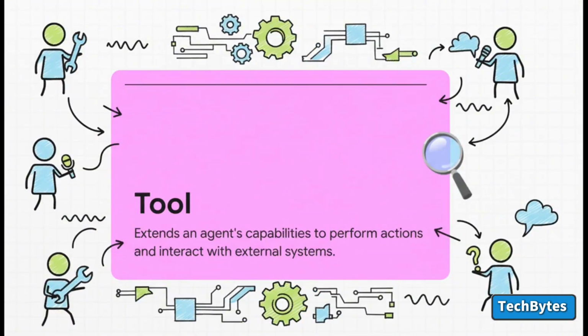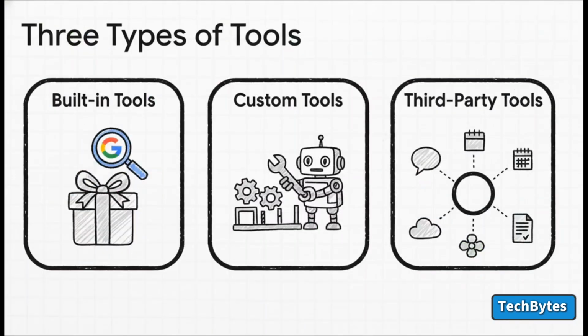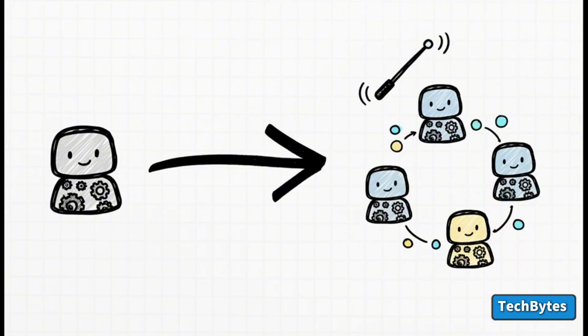But a brain isn't much use without hands, right? That's exactly what tools are. You can think of them as superpowers you give to your agent. See, an LLM on its own can't just browse the internet or peek into your company's database. A tool is just a simple function that connects the agent's brain to a real-world action. And what's really cool is you're not just stuck with one kind of superpower. You can use Google's ready-to-go built-in tools like Google Search. You can write your very own custom tools for super specific tasks, or you can even plug into third-party services like Slack.